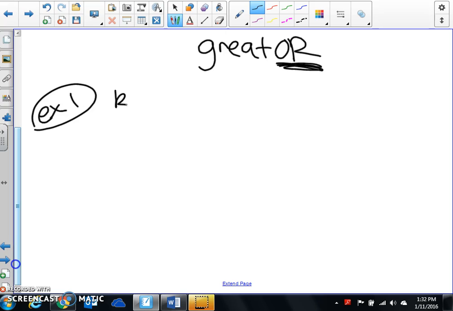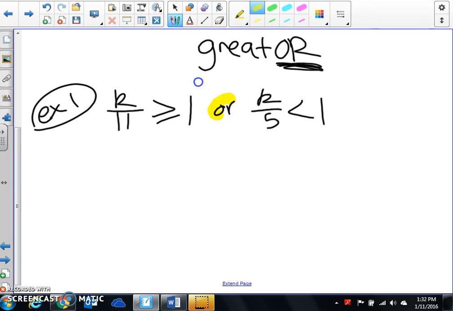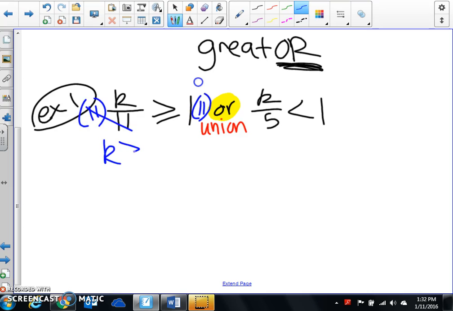All right, k over 11 is greater than or equal to 1, or k over 5 is less than 1. Immediately we see that word "or," so we think union. We're going to take both inequalities and solve. So k divided by 11, opposite is multiplying. So k is greater than or equal to 11. Over here we multiply by 5. K is less than 5.